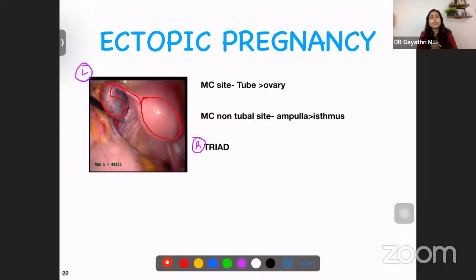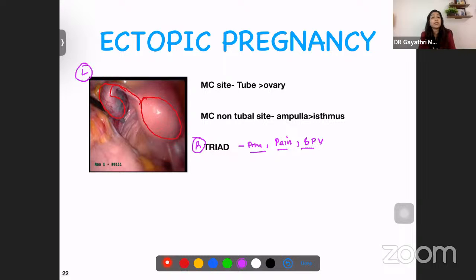And in ectopic, you see a triad. The patient is going to complain of amenorrhea, that is, she has not had her periods for some time. She can have abdominal pain, and even vaginal bleeding can be associated. So if you see a patient who has amenorrhea, abdominal pain, and sometimes even bleeding per vagina, think of ectopic pregnancy.